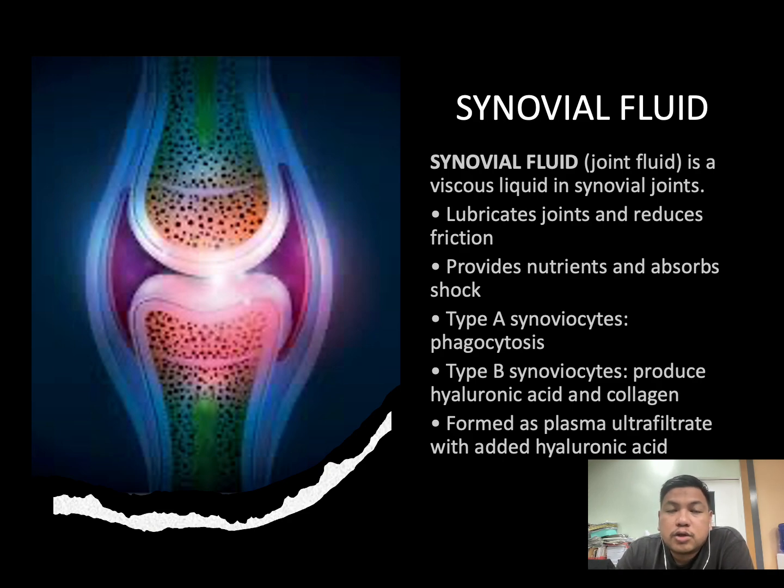Synovial fluid is an ultrafiltrate of our plasma, like all other body fluids. Only this body fluid is unique because of the presence of hyaluronic acid and collagen, which are produced by our type B synoviocytes.